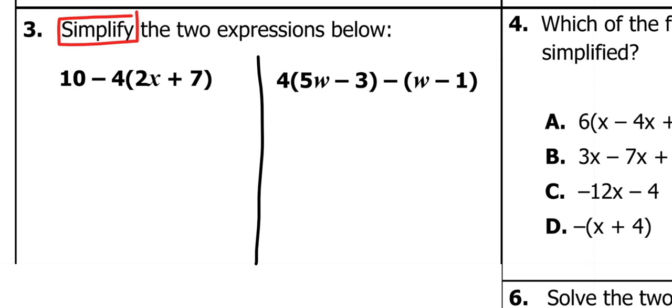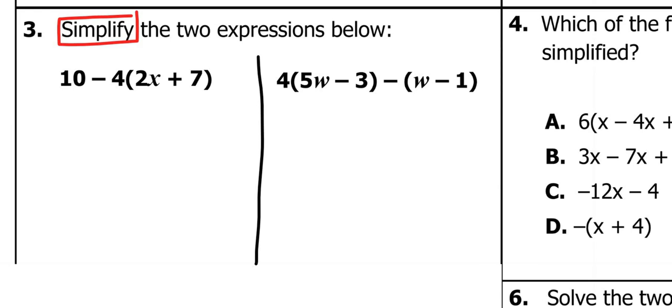Okay, so for the first one, we have 10 minus 4 parentheses 2x plus 7. So whenever I have parentheses, according to PEMDAS, I want to look inside of the parentheses to see is there anything in here that I can combine or simplify before I get started. Looking in there, 2x and 7 are not like terms, so they can't be combined. So I'm going to move past parentheses. There are no exponents. So let's move on to multiplication. Whenever you see parentheses, that means there's multiplication involved. Now, let's see what these parentheses are being multiplied by.